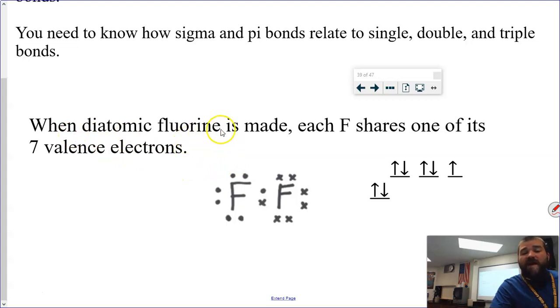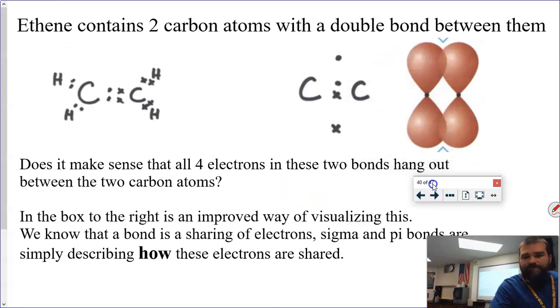All right, so when diatomic fluorine is made, each fluorine shares one of its 7 valence electrons. I'm using X's this time on the right-hand side. I've never done that, but I'm just showing you that these are the shared electrons. One of those shared electrons in the bond came from this fluorine. The other shared electron in that bond came from the other fluorine, right? That's just a way of visualizing that.